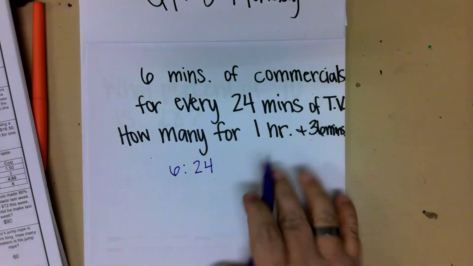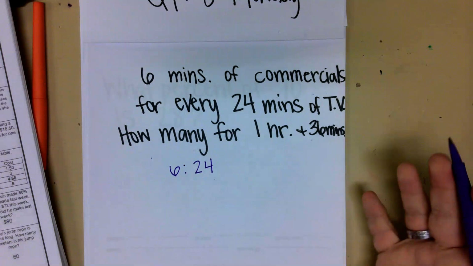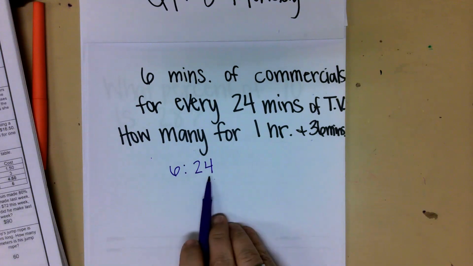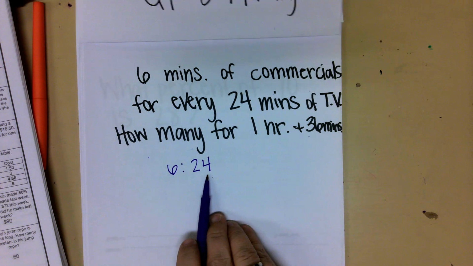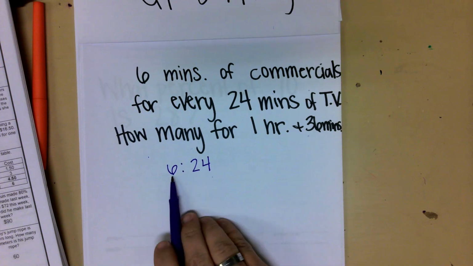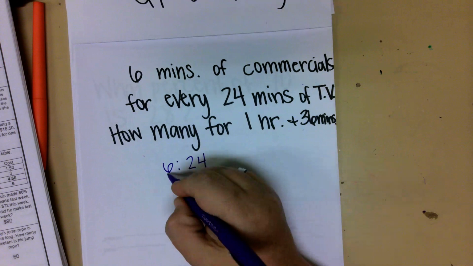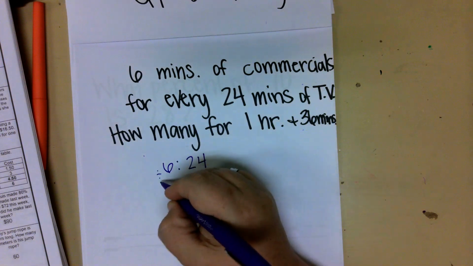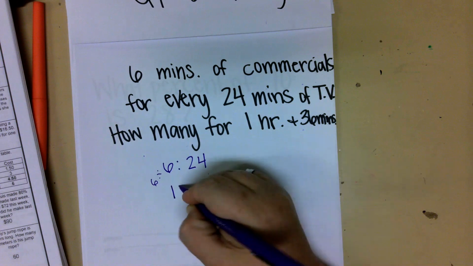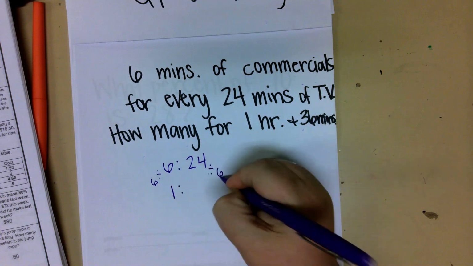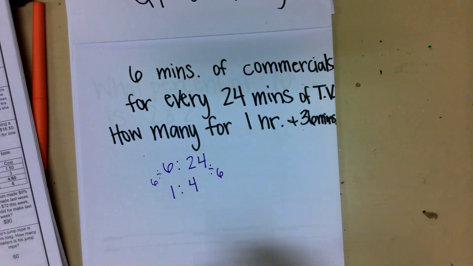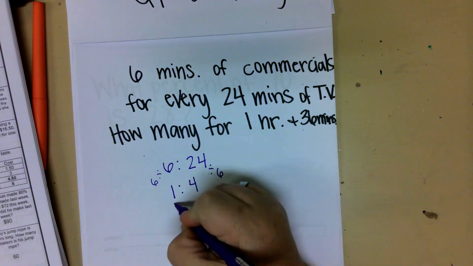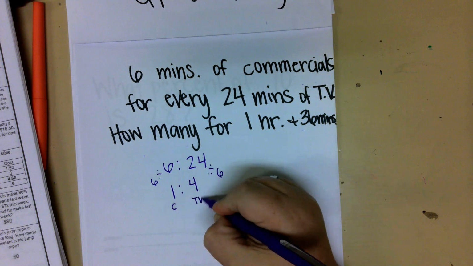Because I'm trying to find more, I think it might be a good idea to see if we can get this down to its simplest form, hopefully maybe the rate. I know that if I get 6 down to 1, I would do that by dividing by 6, right? That would give me 1. And I can also divide 24 by 6, and that would leave me with 4. So for every 1 minute of commercial, there's 4 minutes of TV.